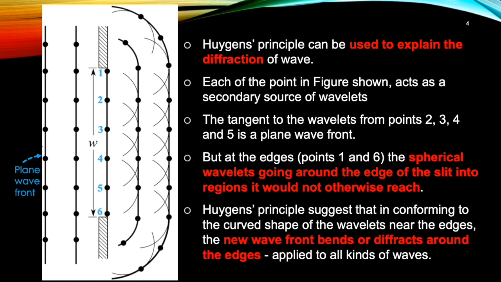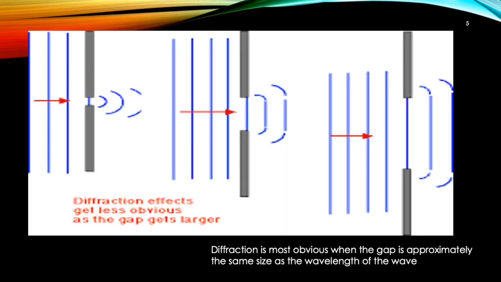One common phenomenon that exemplifies the wave properties of light is diffraction. Diffraction is the bending of light around obstacles. Huygens principle is consistent with diffraction, which is most obvious when the gap is approximately the same size as the wavelength of the wave.